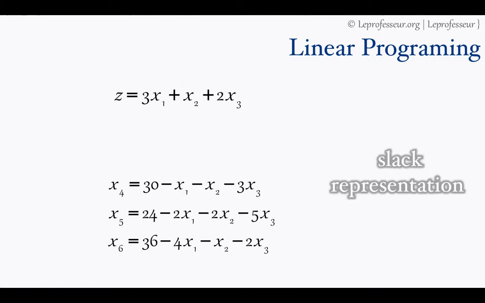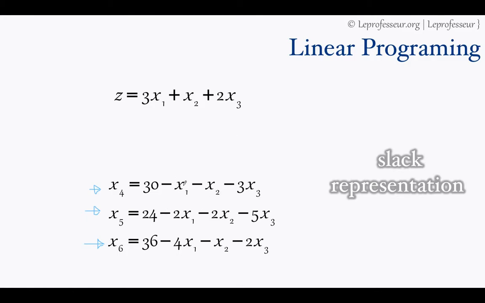Okay, slack representation, and introduce new slack variables. So we introduced x4, x5, and x6 new variables. Now notice here that each of these variables, x1, x2, x3, x4, x5, x6, cannot have negative values. So the minimum value these can have is 0.